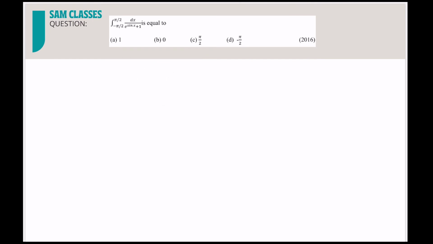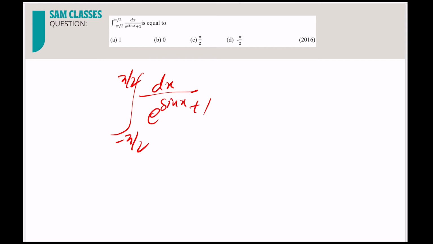What we have here is the integration from minus pi by 2 to pi by 2 of dx by e power sine x plus 1. So what I'll do, I'll divide the numerator. Let's use the property, integral a to b of f of x dx, we can use this property, a to b of f of a plus b minus x.